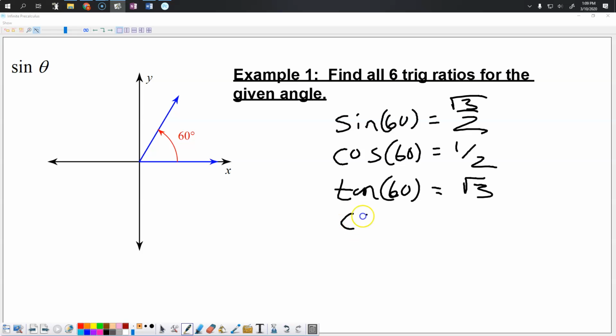How about Ricardo? What did you get for cosecant of 60? Say that again. Okay, you're right, but you have to rationalize it.